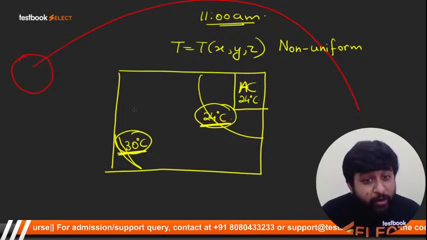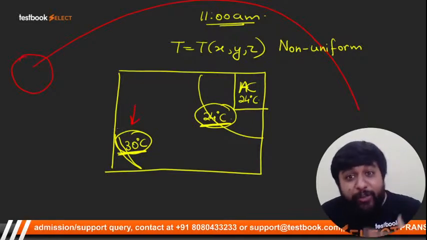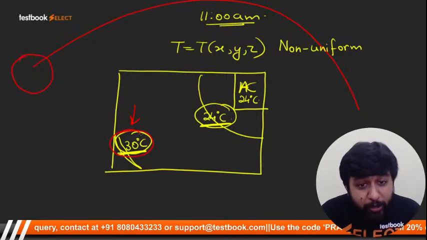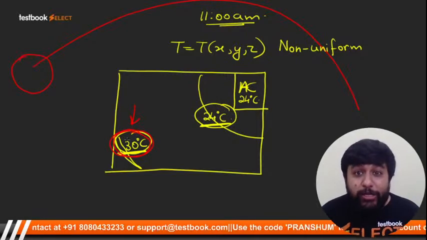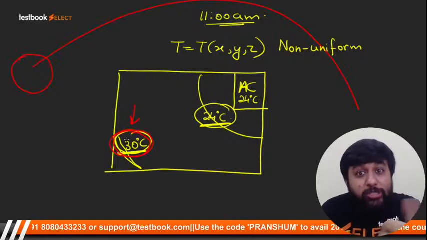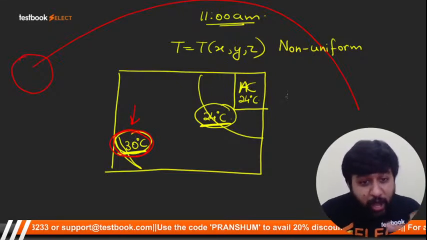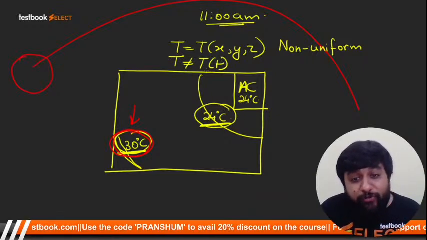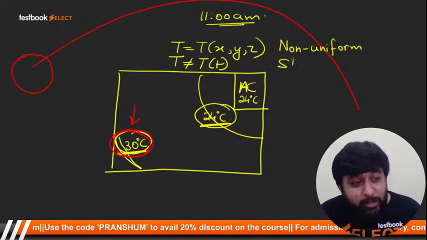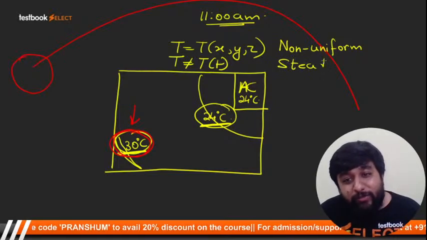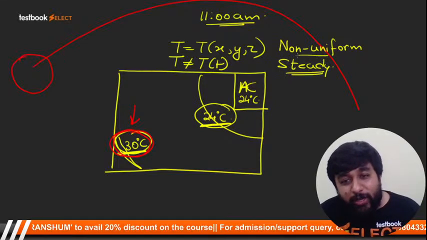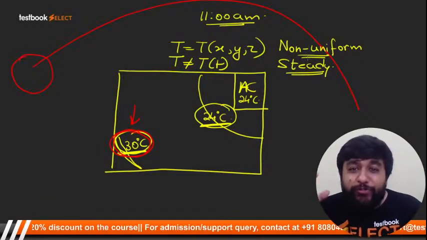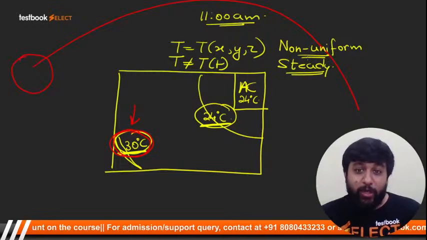Now do one thing, focus on one point and make a video of that point. For this point, temperature is always 30 degrees Celsius. Temperature is not changing with time. So for a point, temperature is not a function of time. So this will be steady state condition. Very good, Aisha. Very nice. So this is how you check whether a system is uniform, non-uniform, steady or unsteady.